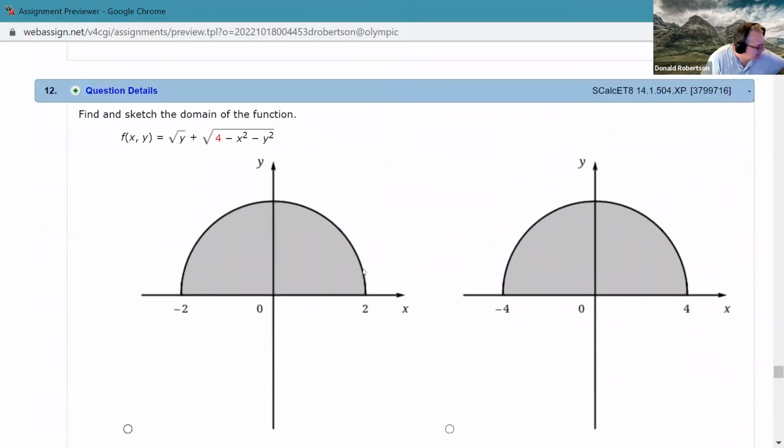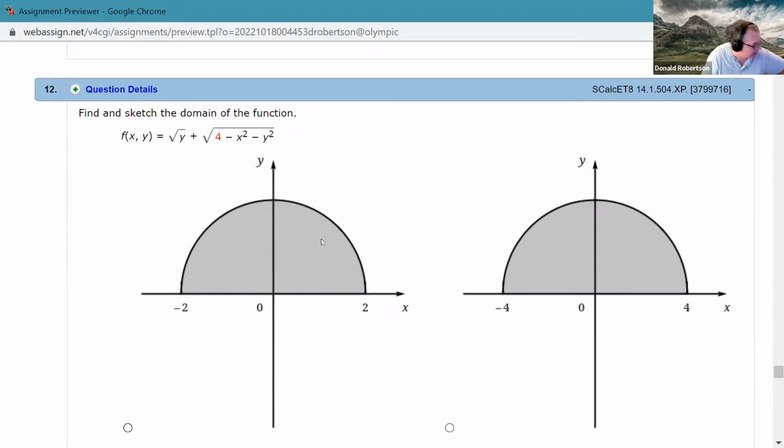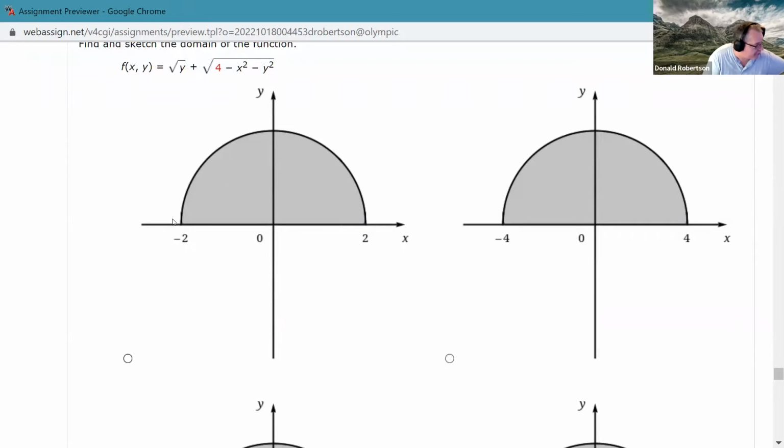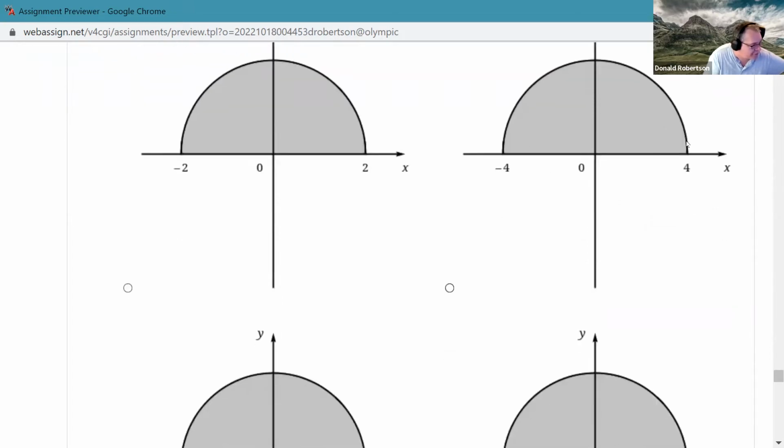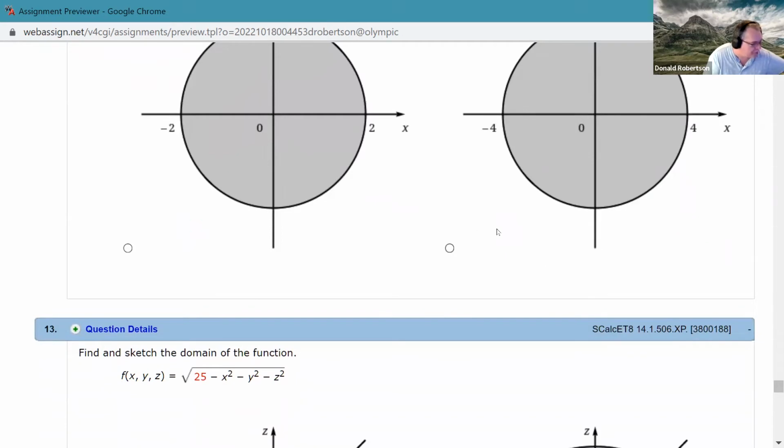Now, this guy, question 12. We are not being asked to find the domain. We're only being asked to sketch what the domain would look like. So I'm busy writing this thing down. And it looks like it's a circle, half a circle from -2 to 2, half a circle from -4 to 4, or a whole circle, right? That seems to be the choices. Let's see if we can actually create what the domain looks like from this fella.